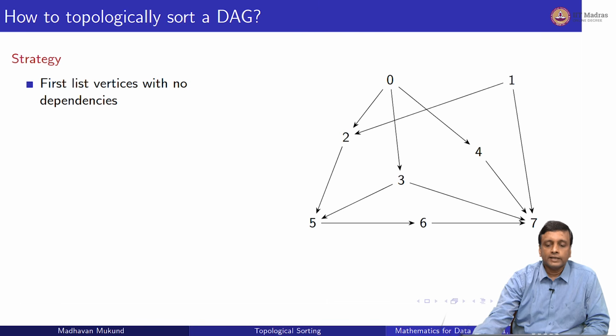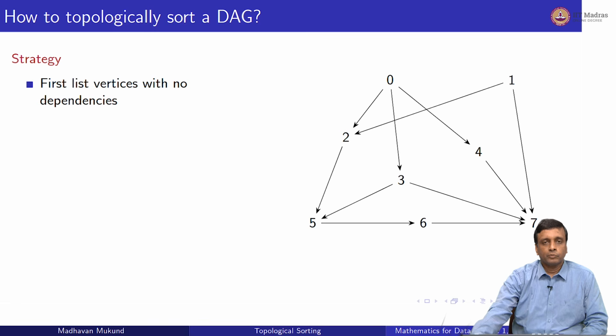If you look at this graph on the right, we see that 0 has no incoming edges. So 0 doesn't depend on anything. 1 has no incoming edges. So I could start with 0 or I could start with 1. But in general, I need to find such a vertex which has no incoming dependencies to start with.